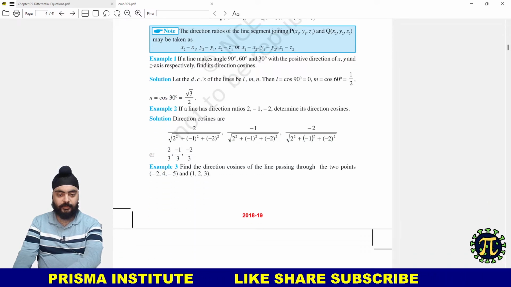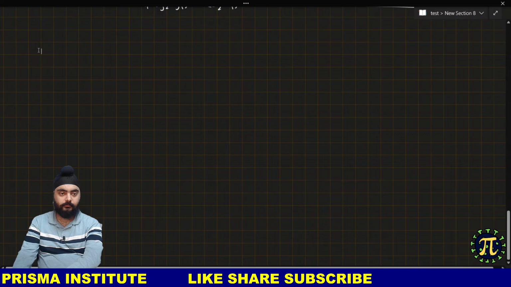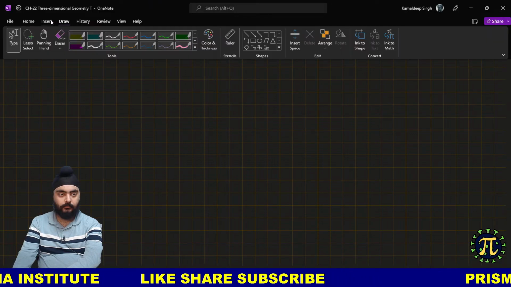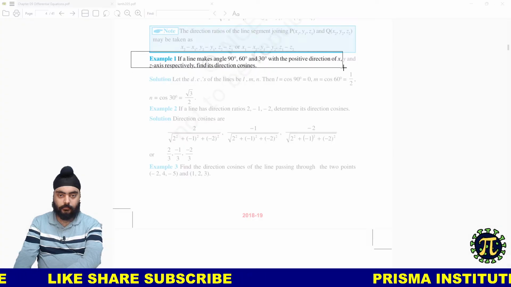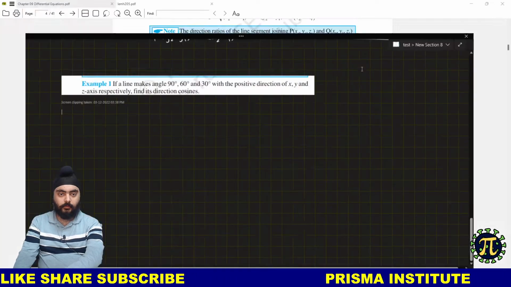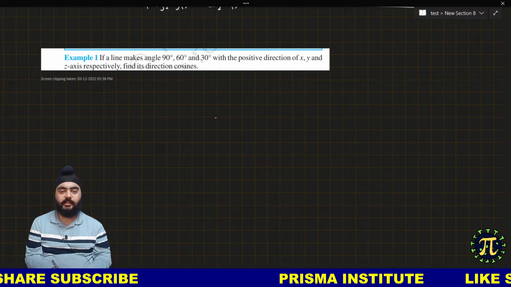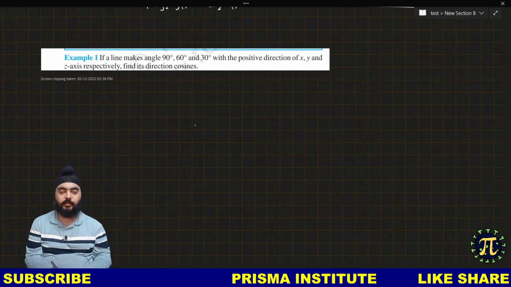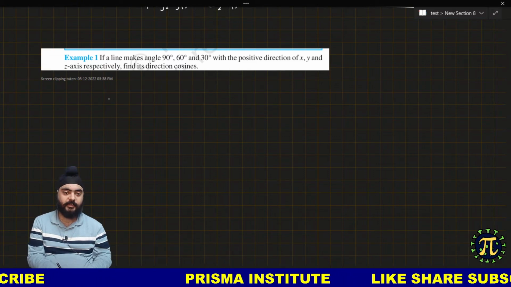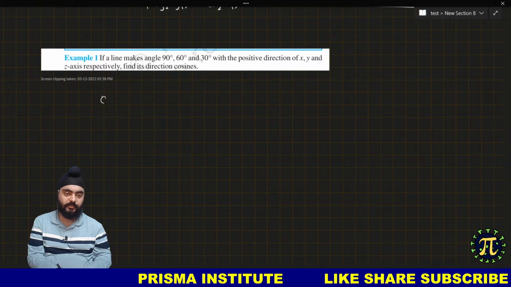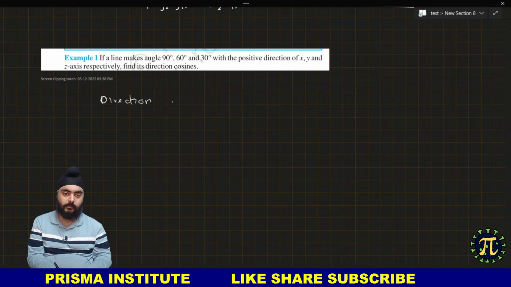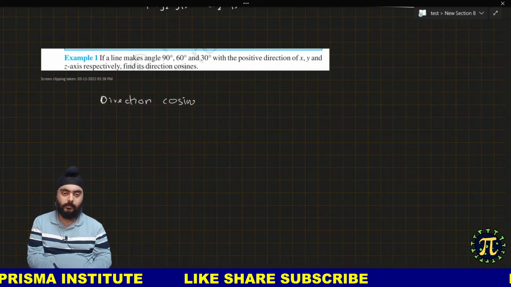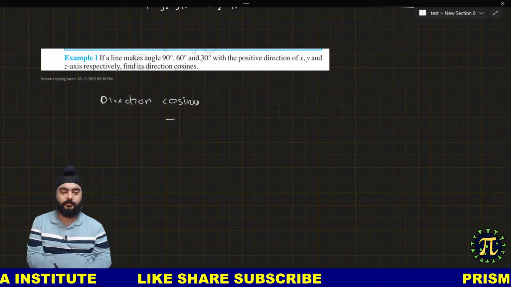So now let's look into some examples of NCERT. So example 1. If a line makes 90 degree, 60 degree and 30 degree with the positive x, y, z axis, find the direction cosines. So direction cosines is defined as plus minus.